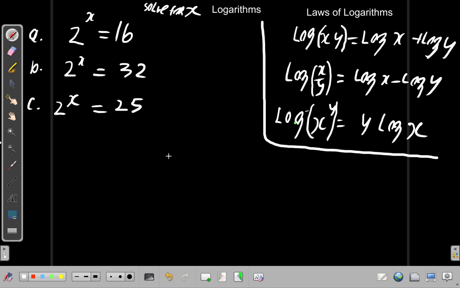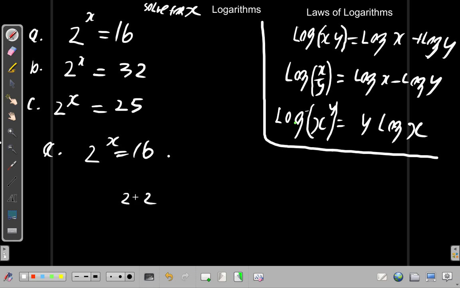Okay, good. You have paused the video and you solved these problems. Let's look at A. What did you get for A? You said 2 to the power of x is equal to 16. Now you can ask yourself the question, what number do I have to raise 2 to get 16? In other words, whatever number this is for x, that's the number of 2's that must multiply to give 16. How many 2's multiply to give 16?